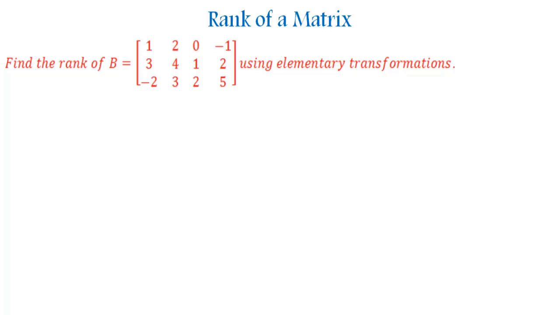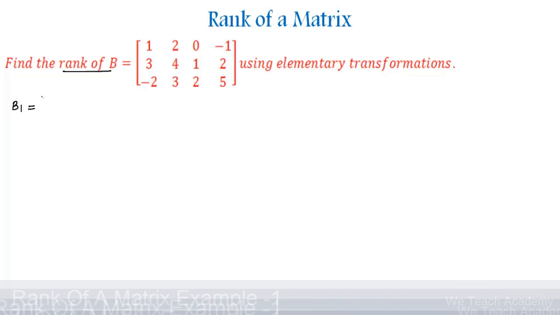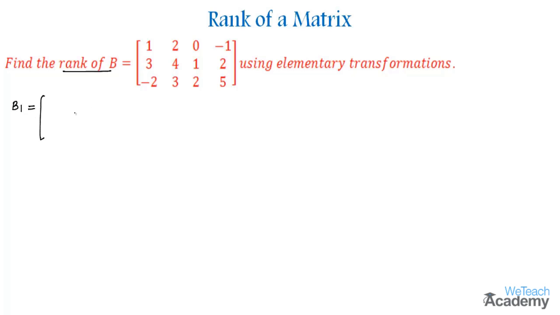Hello friends, in this video we will be discussing an example relating to rank of a matrix. So here in this example we need to find the rank of a matrix B. Generally, in order to find the rank of a matrix B, we consider a submatrix B1. So here we are obtaining the matrix B1 by just deleting the last column.